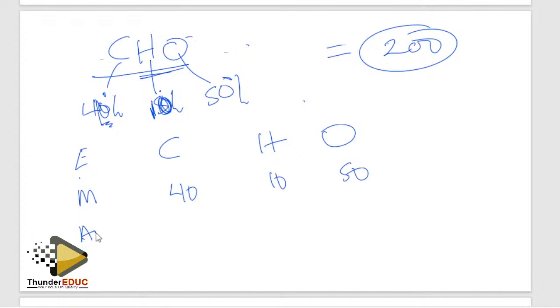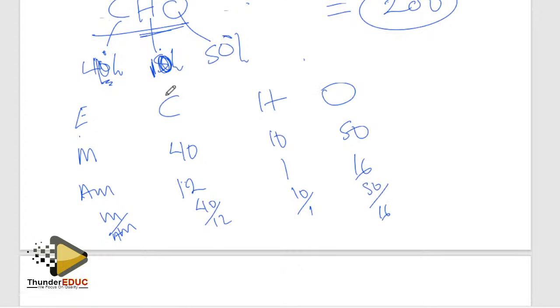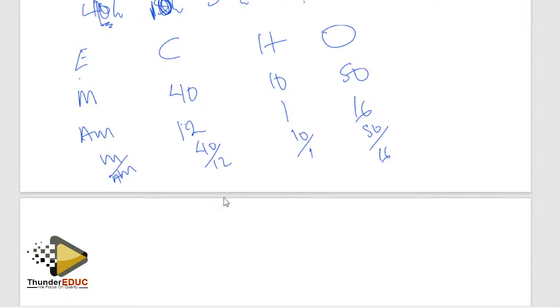Then atomic mass: you look into the periodic table, so it is going to be 12, 1, and then 16. Now you divide the mass over the atomic mass. In this case, you get the number of moles. So you say 40 divided by 12, then 10 divided by 1, and then 50 divided by 16. After that, you get the answer here. You calculate, guys. I'm just giving you a rough estimate.